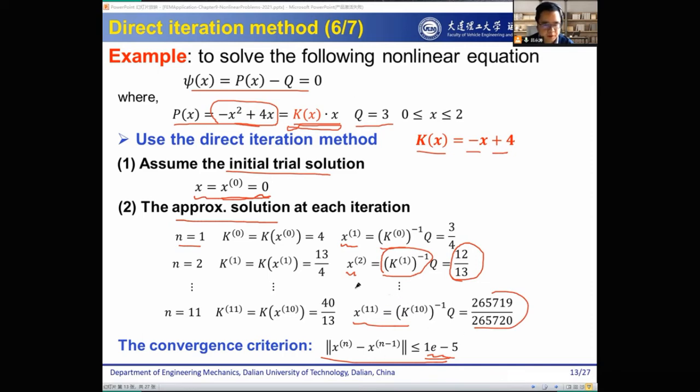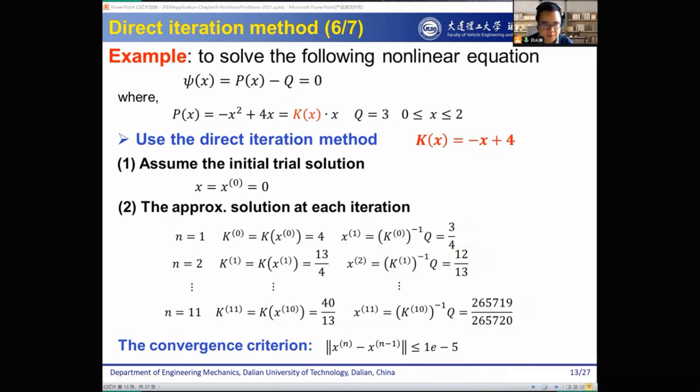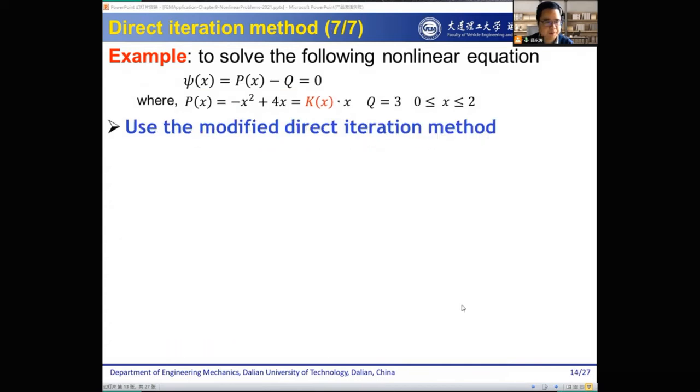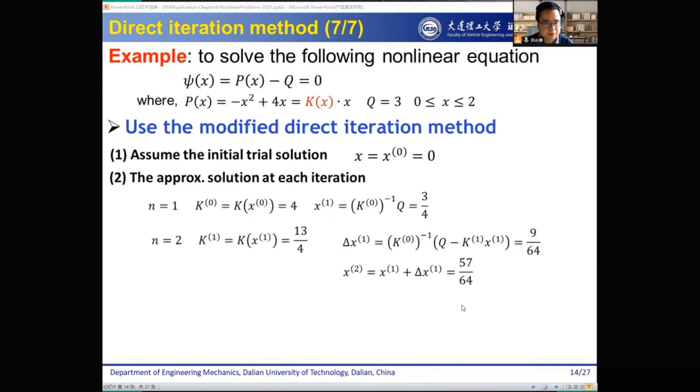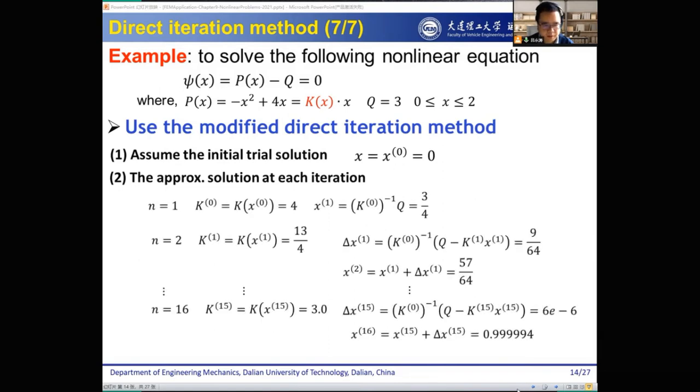Sorry, we check the difference between the two solutions. We don't check this value; we check the difference. For example, here we check the difference between these two values. That is to check the increment of the solution. If the increment of the solution is very small, then we stop the iteration. Otherwise, we keep iterating. Okay, so the second approach is to use the modified direct iteration method.